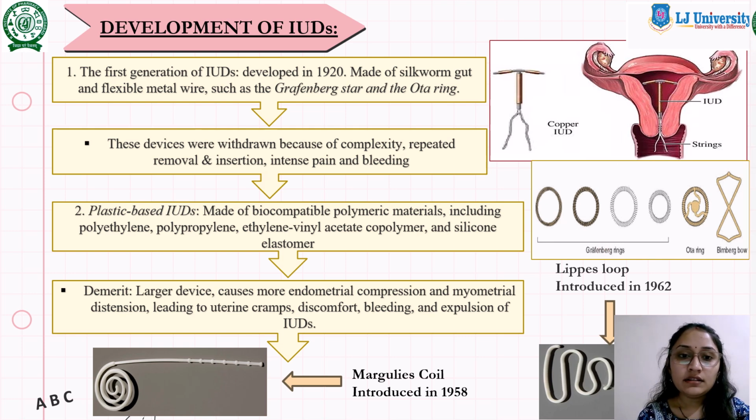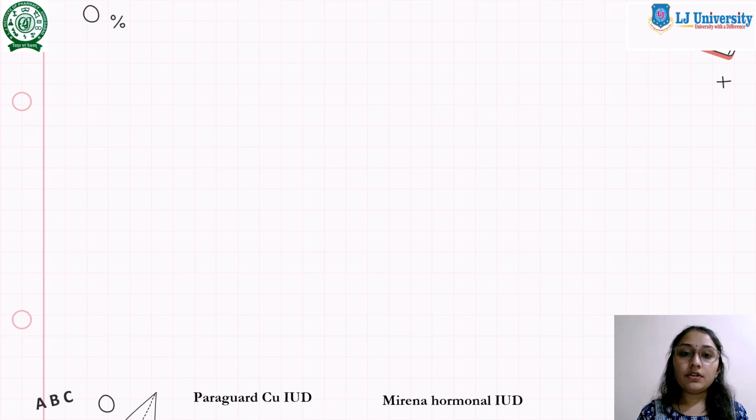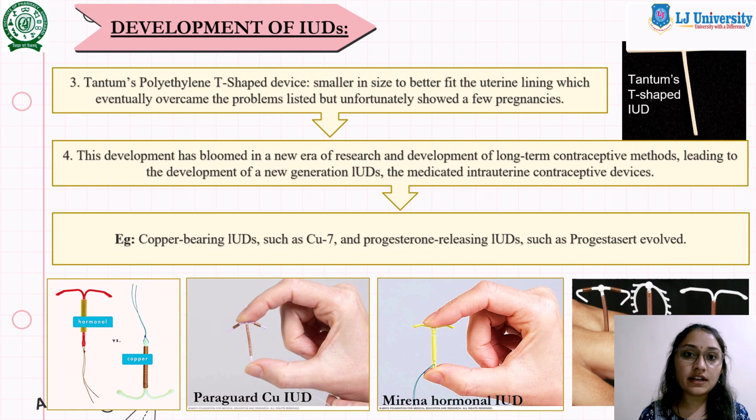Let's move to the third generation IUDs. We have already seen first generation IUDs and second generation IUDs and the demerits of the same. So, there was a need to develop third generation IUDs which will properly fit into the uterus, and they will overcome the disadvantages of heavy bleeding as well as the risk of expulsions, right?